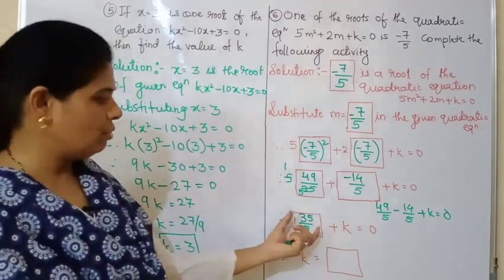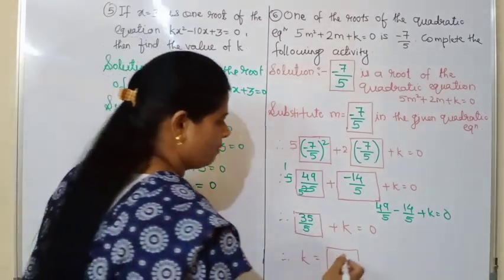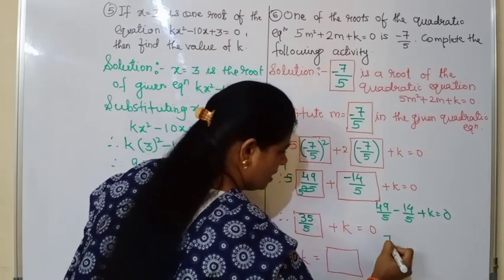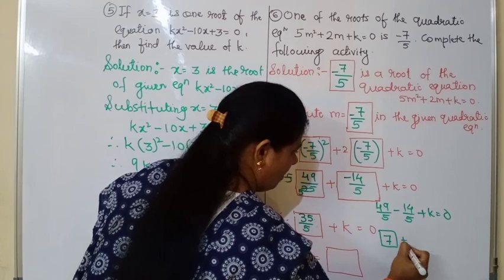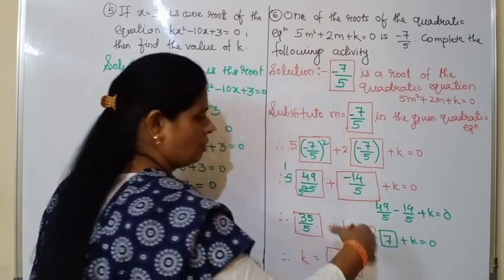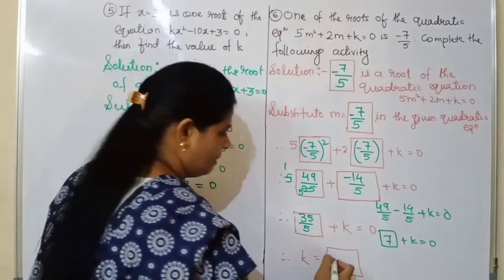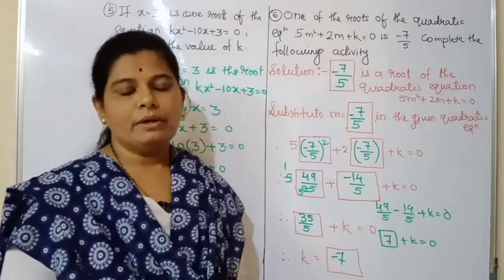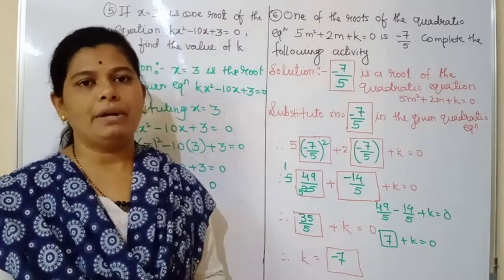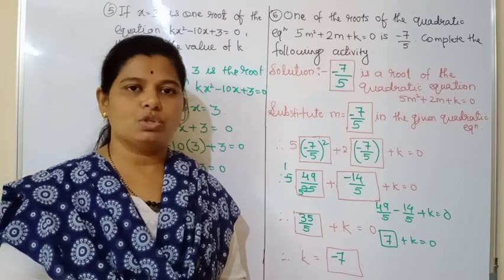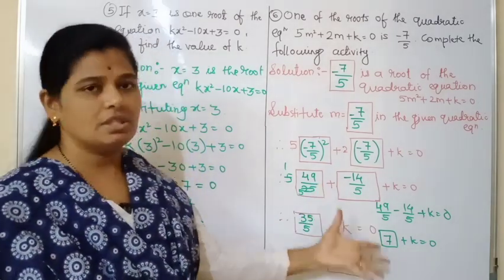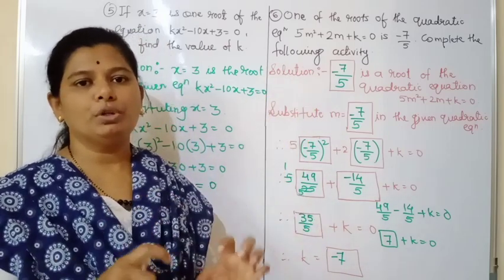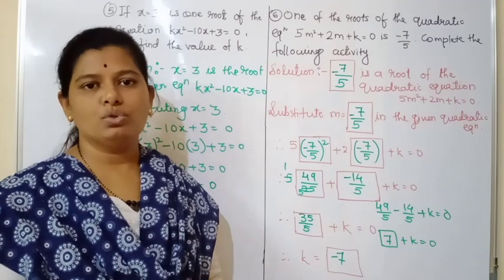Okay, so now we have to divide 35 by 5. After dividing, you will get 35 divided by 5 is 7. So we get it as 7 plus k equal to 0. Now 7 will shift towards 0 and it will become minus 7. Okay, so in this way we can get the value of k. So dear students, you have to keep one thing in mind, that even though these are activity based questions, certain steps or some steps are not given. So we have to write all the steps properly and then we have to put the proper boxes so that you will not lose your marks.